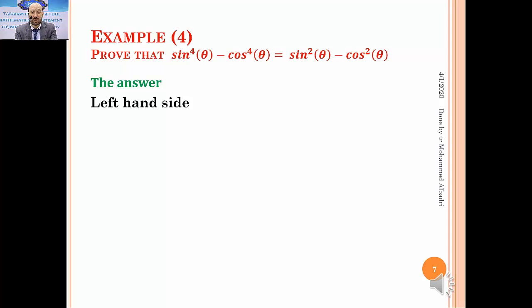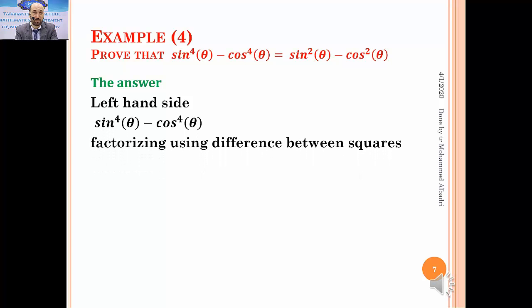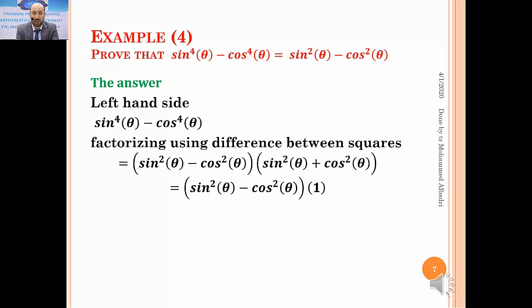So factorizing using the difference of two squares for the left side, it will be (sine squared theta minus cosine squared theta)(sine squared theta plus cosine squared theta). One bracket is negative and the other bracket is positive. We have the relation sine squared plus cosine squared equals 1. So sine squared theta minus cosine squared theta equals the right side, and here we prove it.